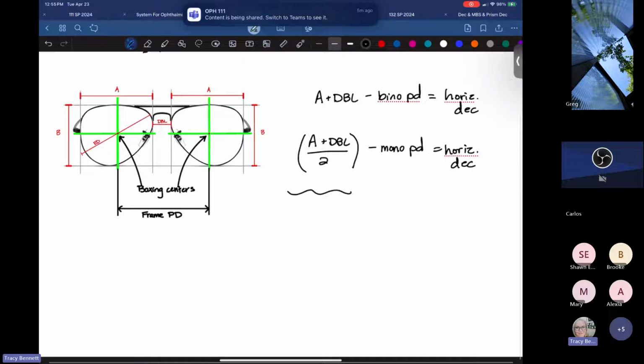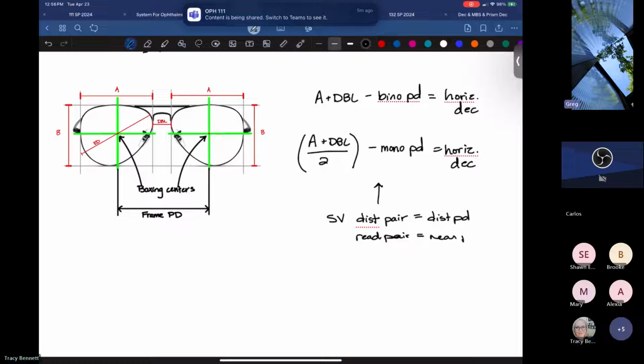Then when it comes to your vertical, well, before we do that, remember also that the PD you need is associated with the lens you're trying to use. So we have single vision lenses and we have distance PD, or a distance pair of glasses. Then we want to use, of course, the distance PD, right? If you're doing a reading pair, then you need to make sure you're using the near PD.